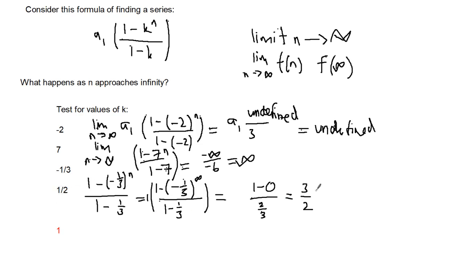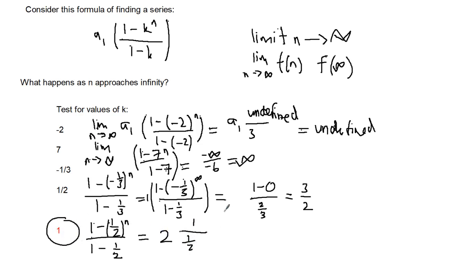What about 1/2? Well, let's do it. We've done it for the 1/2 before. We know what the answer is. Actually, the answer is 1 over 1 minus 1/2. We set this to infinity, we'll have 1 over 1/2, 1 divided by 1/2, which is 2.